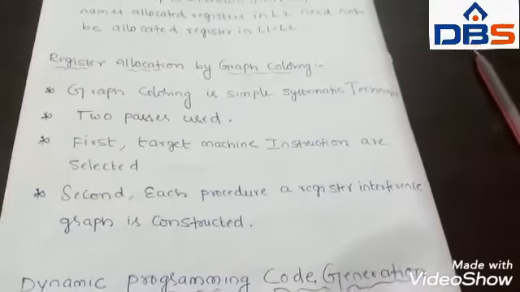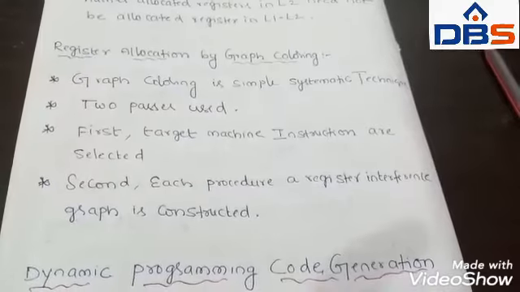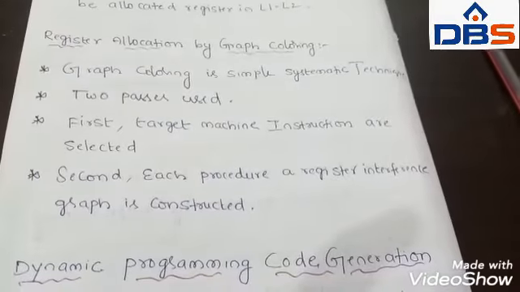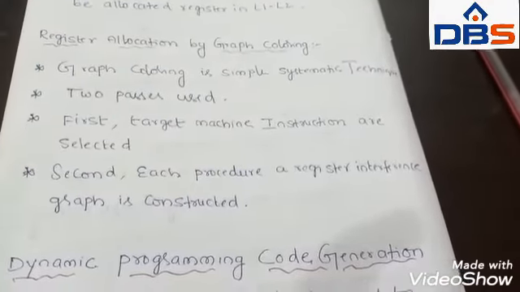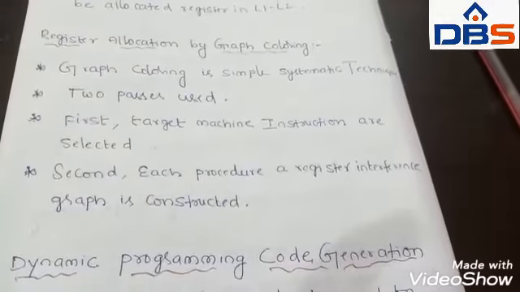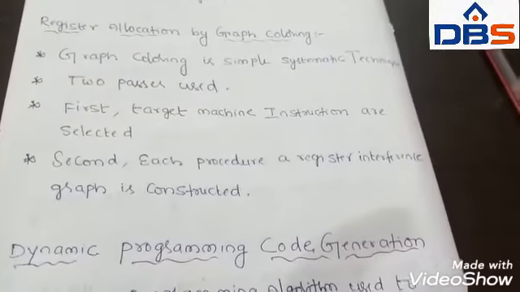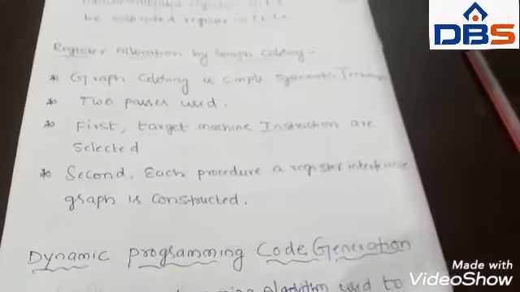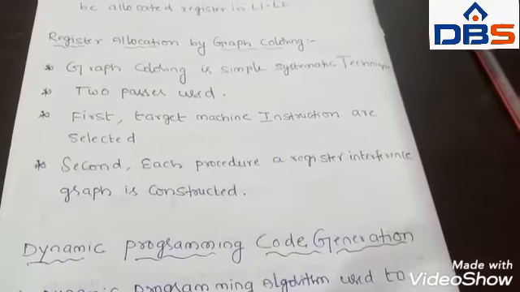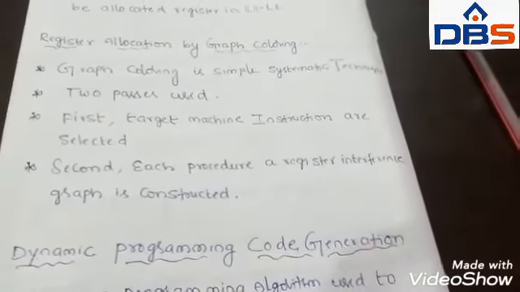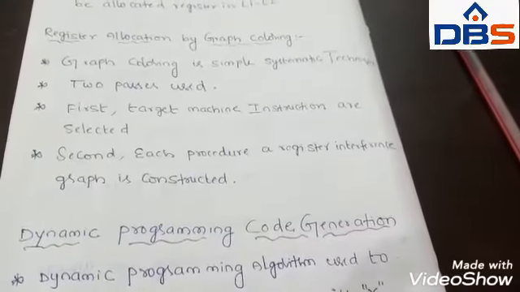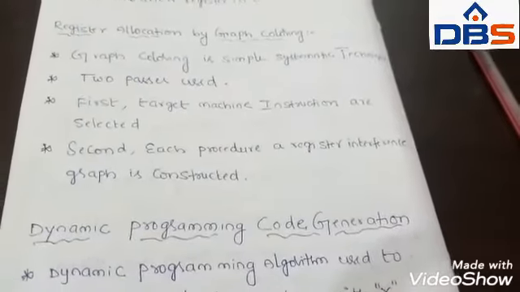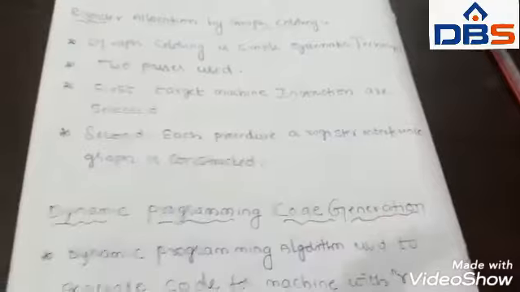In the first pass, target machine instructions are selected as though there were an infinite number of symbolic registers. In effect, names used in the intermediate code become names of registers and the three-address statements become machine language statements. The second pass is, for each procedure, a register interference graph is constructed in which the nodes are symbolic registers and an edge connects two nodes if one is live at a point where the other is defined.